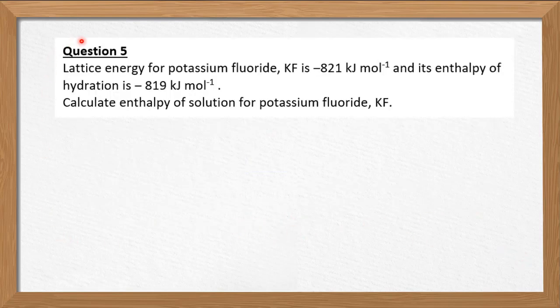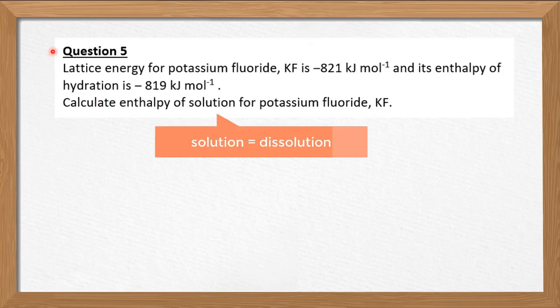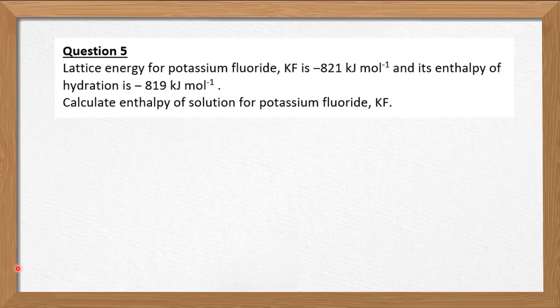Alright, so question number 5. Lattice energy for potassium fluoride, KF, is negative 281 kJ per mole, and its enthalpy of hydration is negative 819 kJ per mole. Calculate the enthalpy of solution for potassium fluoride, KF. So for this question, you will need to draw the energy cycle referring to the dissolution process.